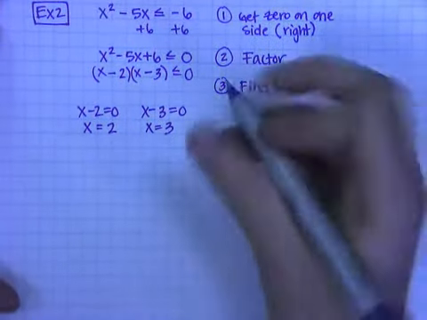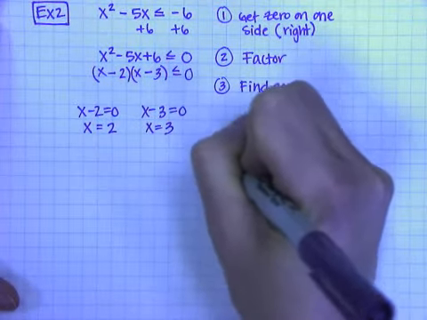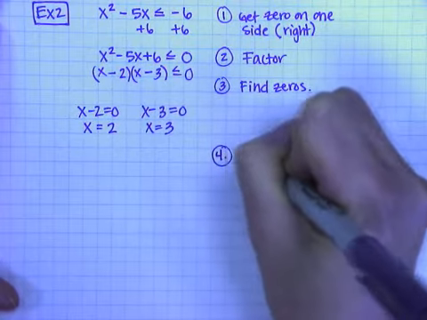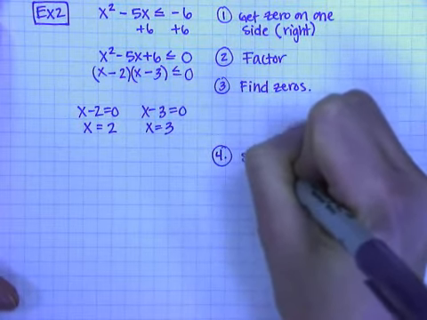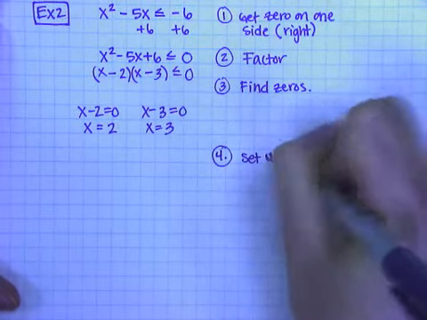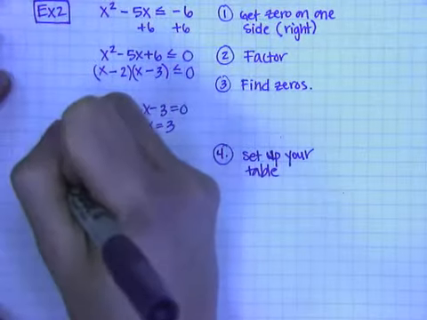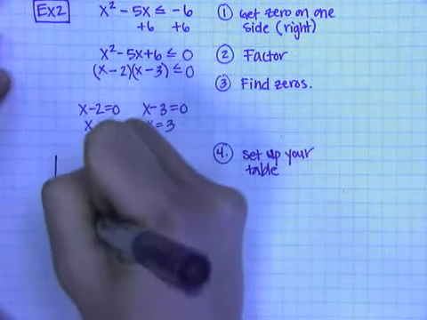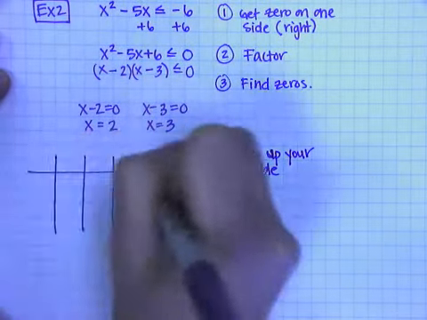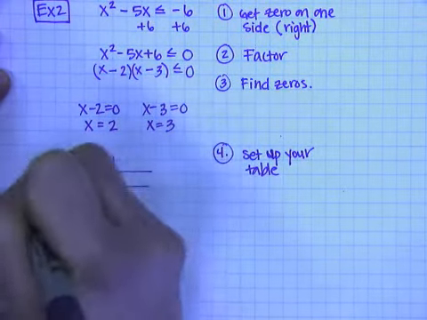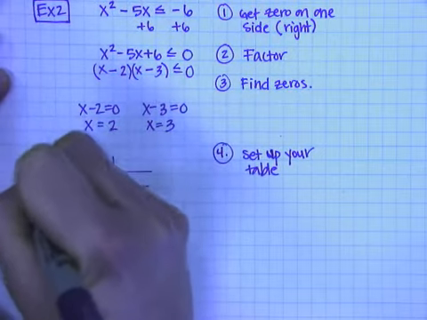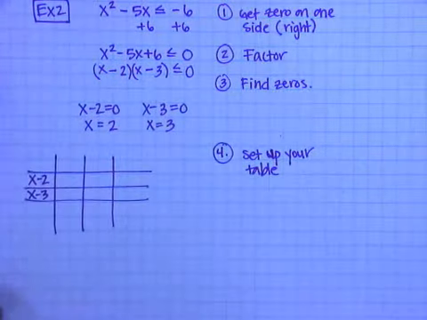Okay. After you find the zeros, if you're going to do this algebraically, you need to set up your table. Okay. So the table, well, let's see, the sides of the table are going to have your factors. So x minus 2 and x minus 3 are my factors.